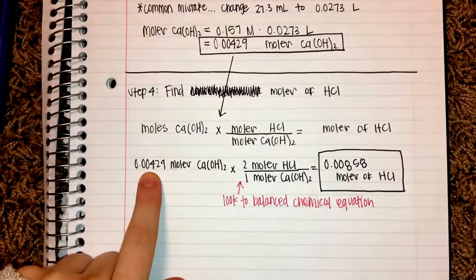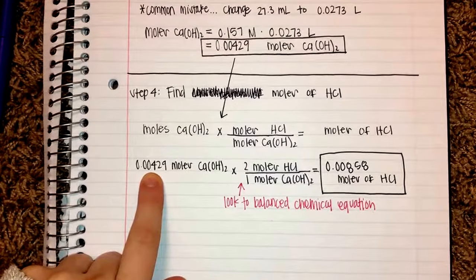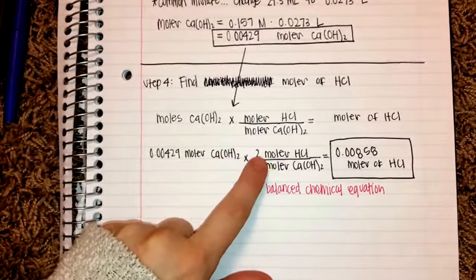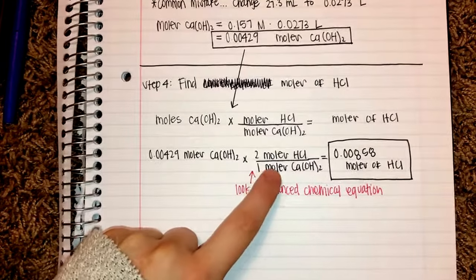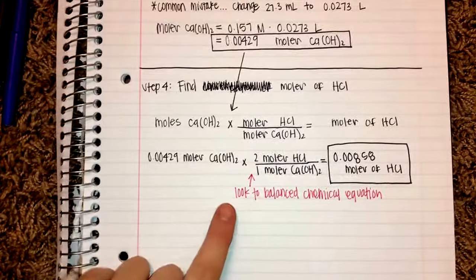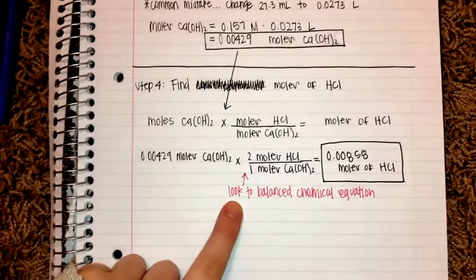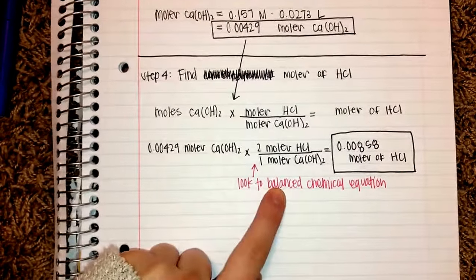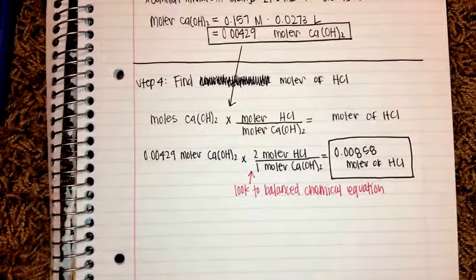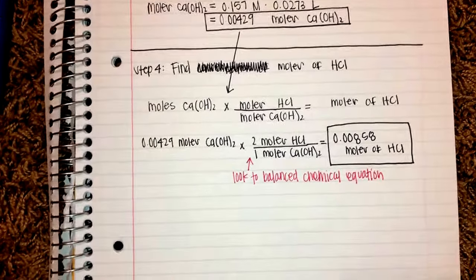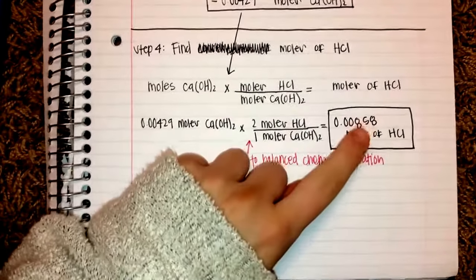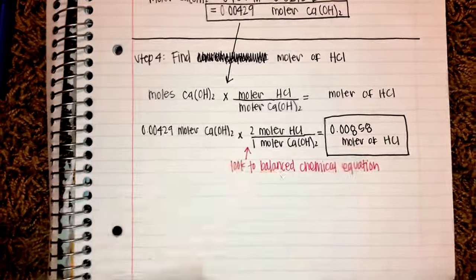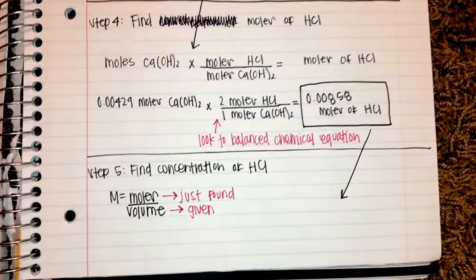We found 0.00429 moles of Ca(OH)2. Then we did our mole-to-mole ratio, 2 moles of HCl over 1 mole of Ca(OH)2. An important thing to note, and a common mistake made by many students, is that they forget to look to the balanced chemical equation. Do that in order to ensure that your mole-to-mole ratio is correct, giving us 0.00858 moles of HCl. Moving on to step 5.